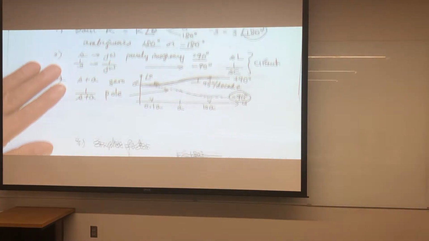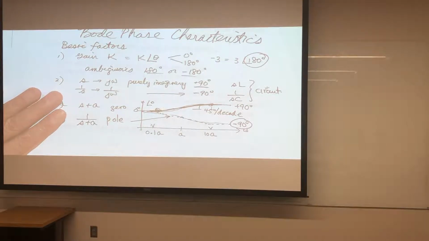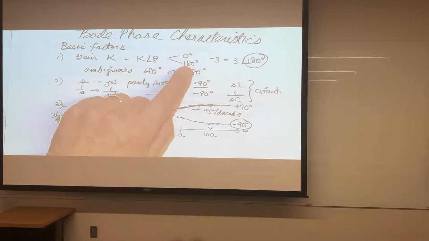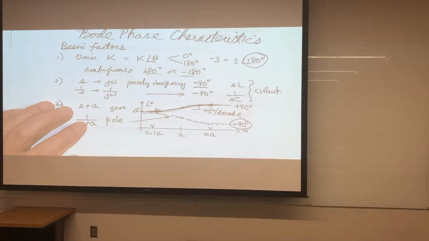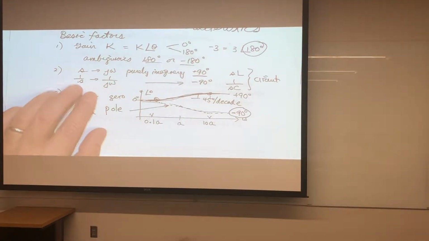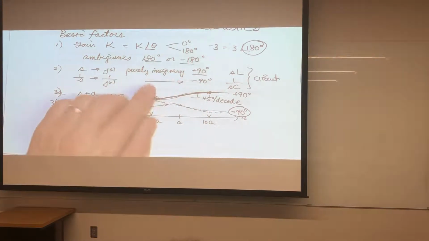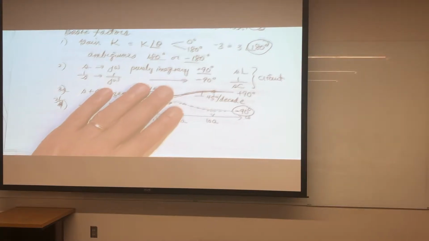Let's review all of these plots. The gain plot is constant. It's either 0 degrees or 180 degrees. It's just a flat line. S and 1 over S, again, are flat lines. They're just either at plus 90 or minus 90. They're flat lines. They come in flat and they go out flat.